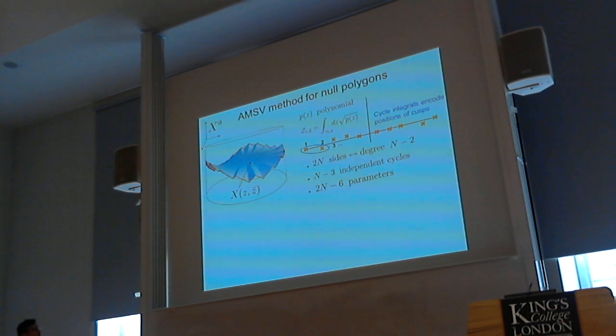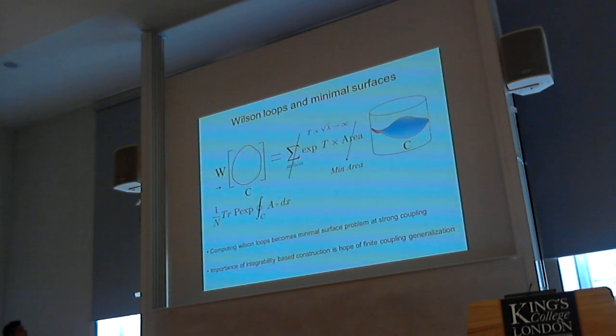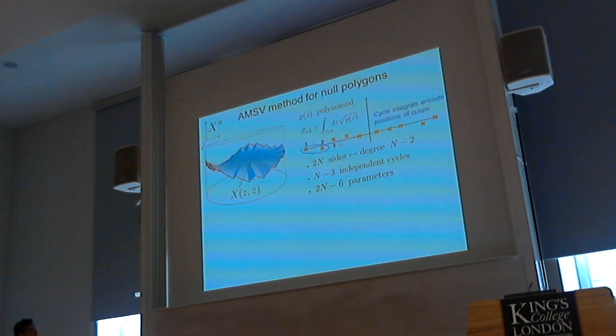Okay, so we can do a bit of counting. For a null polygon with 2n sides, the degree of the polynomial will be n minus 2. Such a polynomial has n minus 3 independent cycles, which gives you exactly the 2n minus 6 that you need to parameterize these cross ratios. Actually, I should have said in the very beginning that throughout this talk, I'm going to concentrate on the case of AdS3. This corresponds to a Wilson loop that can be embedded in an R^{1,1} subspace of the full R^{1,3}. So at strong coupling it becomes a minimal surface which can be embedded in an AdS3 subspace of the full AdS5. That's why we have 2n minus 6 cross ratios for a polygon with 2n sides.